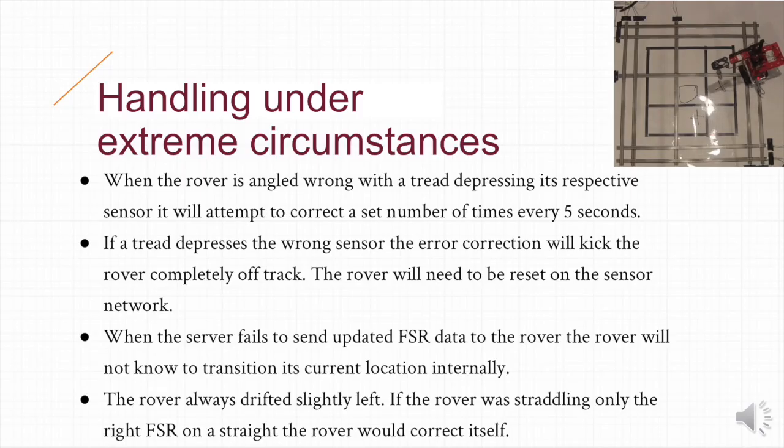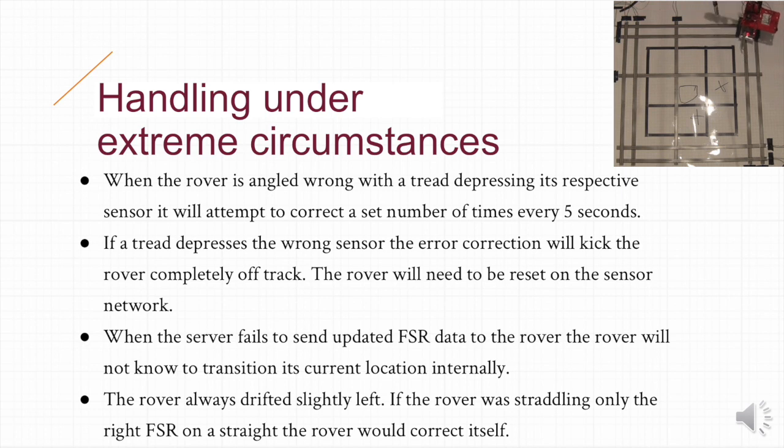Robustness, or handling under extreme situations, is important to the success of a real-world system. As you can see in the GIF, even when the rover is angled horribly wrong, it still possesses the capability to correct itself back on track. During testing, when we would place the rover on the board at an angle, we noticed overcorrection was a prominent issue.